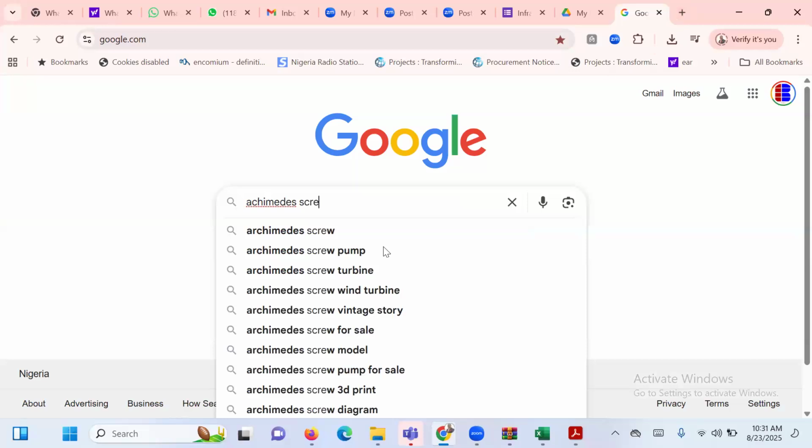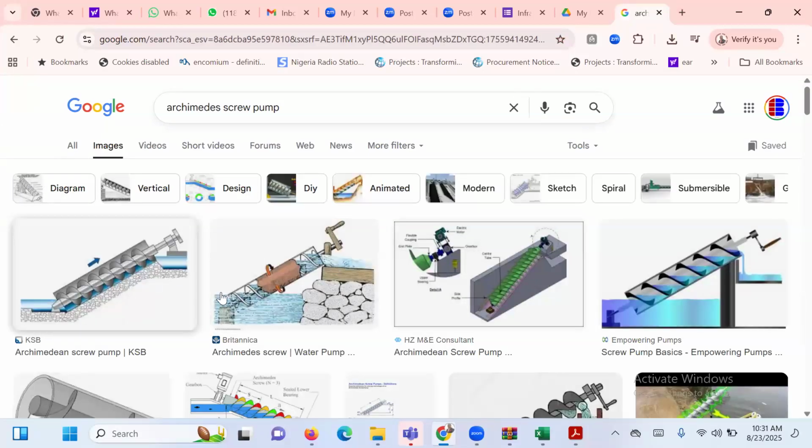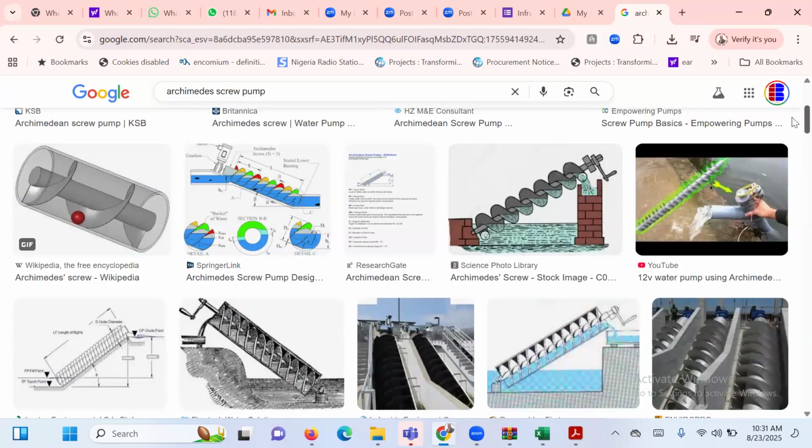Okay, this is the Archimedes screw pump. So this is what it looks like. The idea of this Archimedes screw pump is to prevent blockage and also to save energy. Because it's not like a pump that uses a blower system, this one is like a very subtle system. So this is what the Archimedes screw looks like.